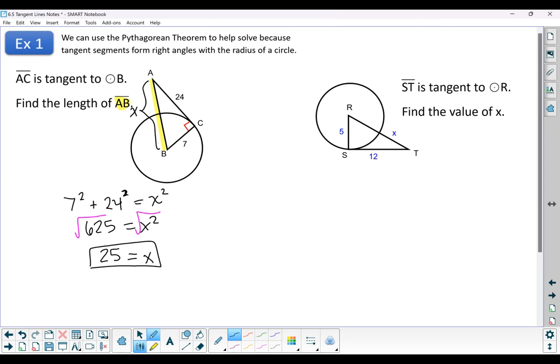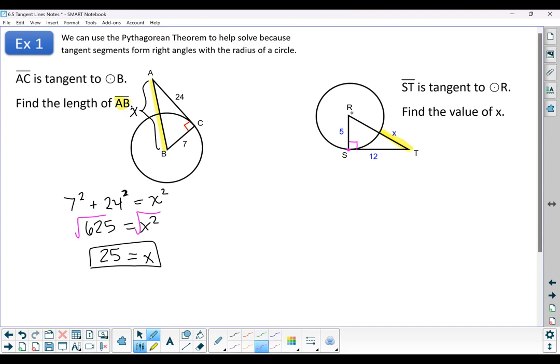Okay, over here we have a segment from S to T that is tangent. So here's our point of tangency. RS is a radius of the circle, so that tangent segment is perpendicular to the radius RS. So we have a 90-degree angle there. Now our goal here is to figure out x, and this x is only the distance from the edge of the circle to point T. So we're only looking for that little bit.